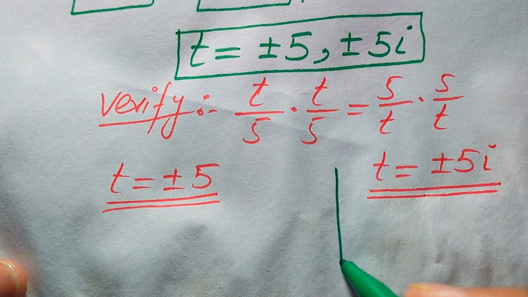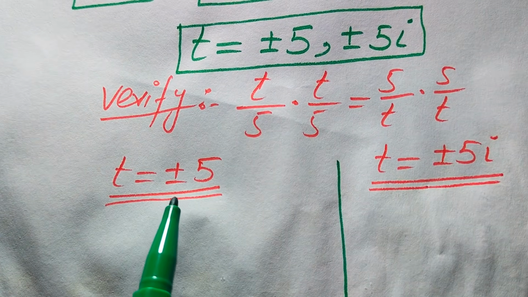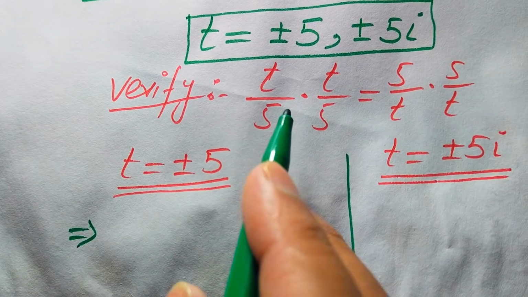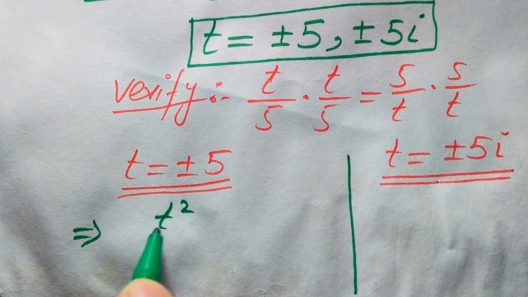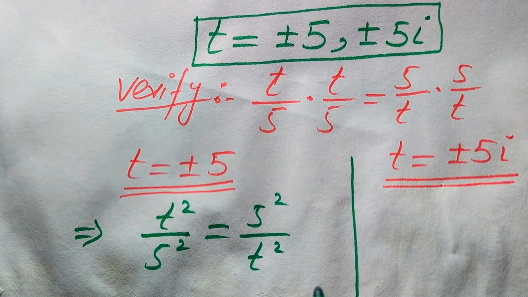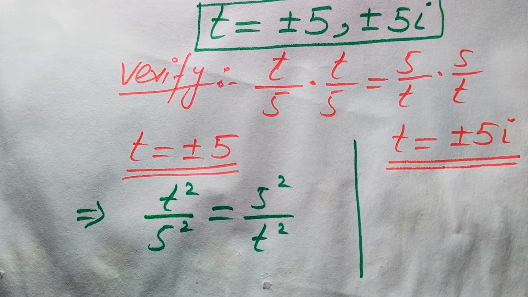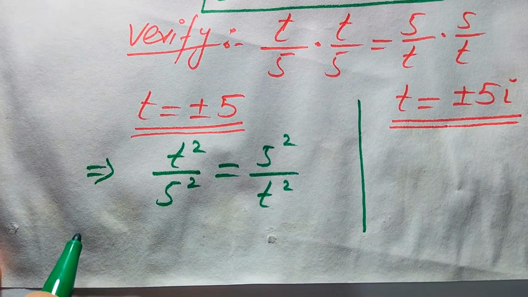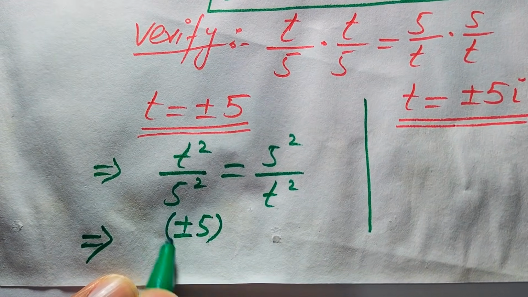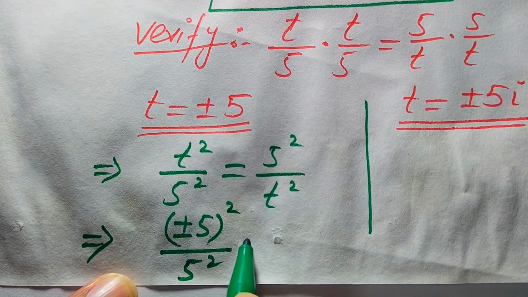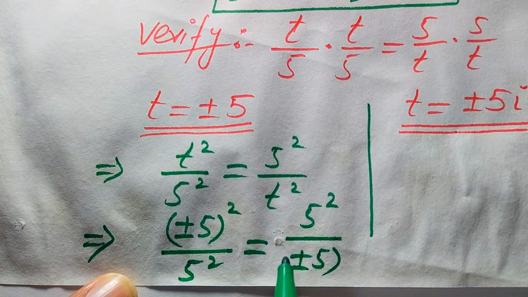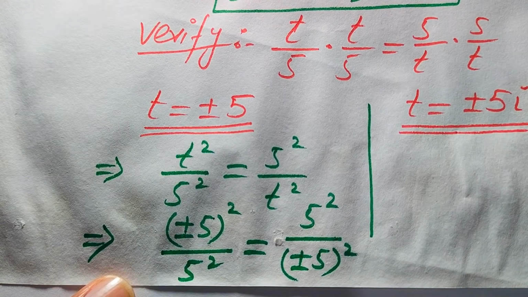And now first we need to verify t is equal to plus minus 5, so we substitute this value on both of the sides. But first we rewrite this equation as t square divided by 5 square is equal to 5 square divided by t square. And now we are ready to substitute the values of t on both of the sides, and when we put this value here it will be written as plus minus 5 whole square divided by 5 square is equal to 5 square divided by t square. The value of t in this case is plus minus 5 square.